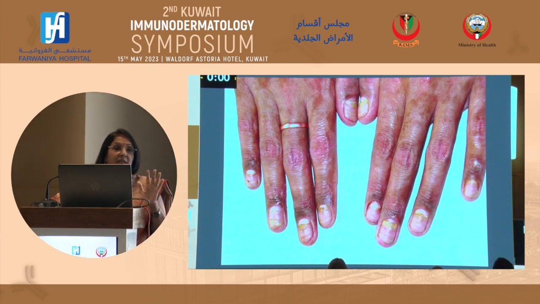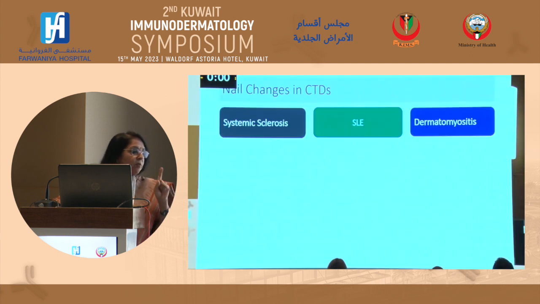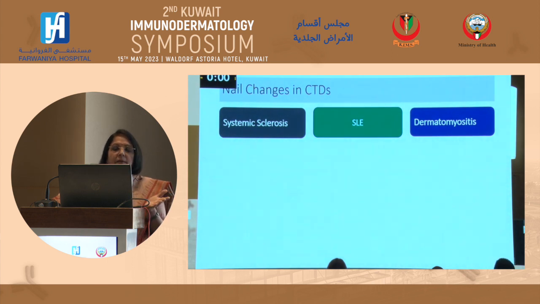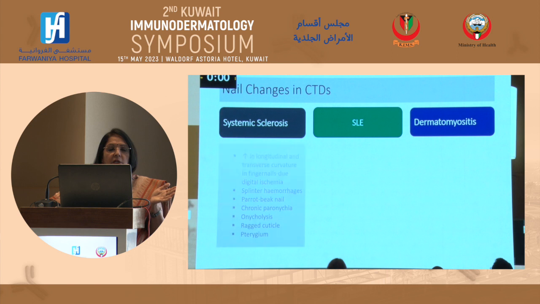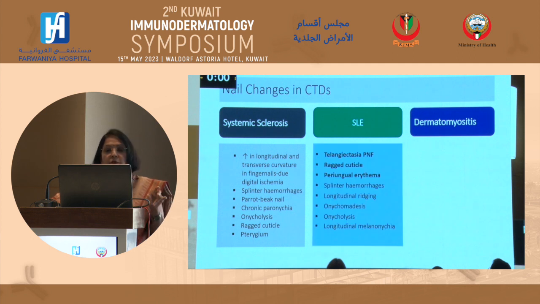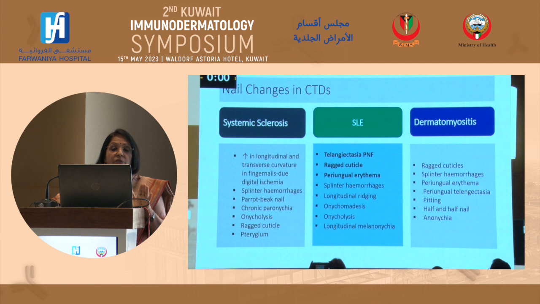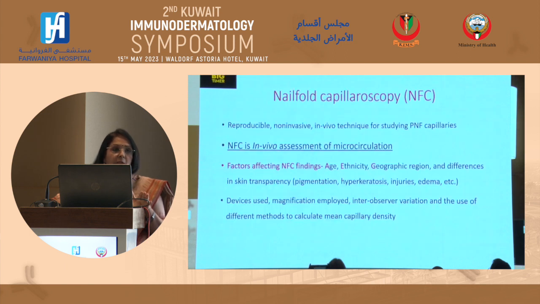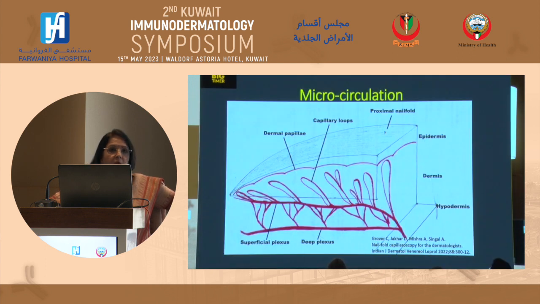Coming to nail changes in CTD, they are not specific, but very, very important is nail fold capillaroscopy. Again, you must have learned in the workshop. In systemic sclerosis, there are ragged cuticle, paronychia, periungual erythema, which are common to all connective tissue diseases. But nail fold capillaroscopy is very, very important. It's an in vivo assessment of microcirculation. And this is a very, very important diagram. It shows how the orientation of the nail fold vasculature is.